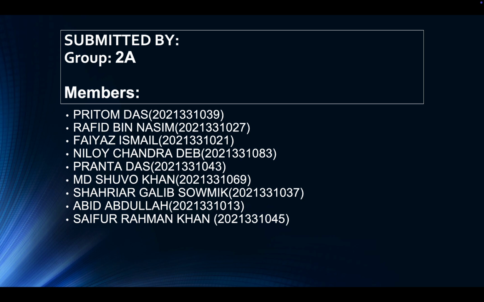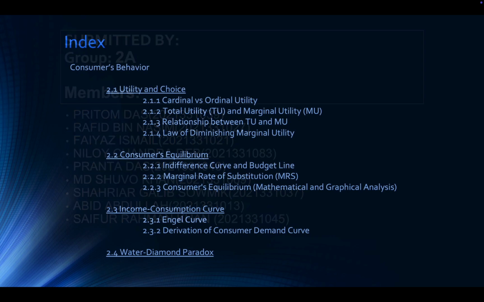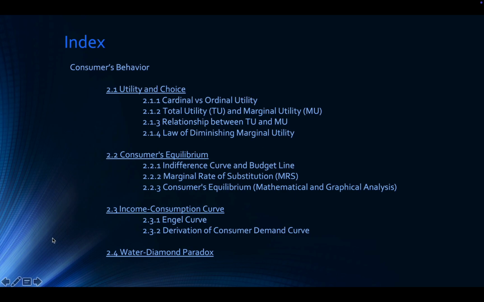I will be presenting an overview of the chapter on consumers' behavior. Due to the time constraint of under 10 minutes, I will briefly touch upon all the key topics while providing a detailed explanation of the income consumption curve, as I have made significant contribution to this topic.